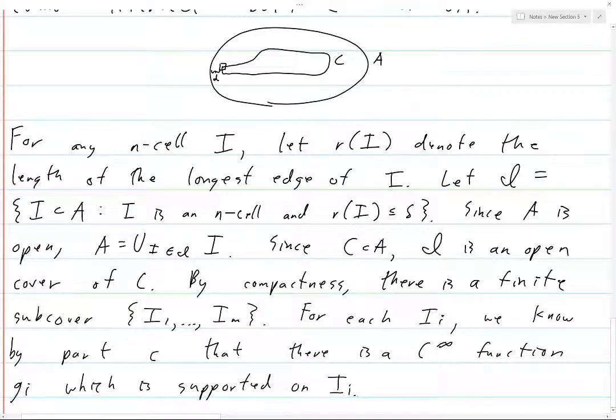So again, when I say it's supported on the I cell, I mean that if you evaluate g_i at any point inside this I cell, then you'll get a strictly positive number. And if you evaluate g_i at any point outside of I_i, then g_i will evaluate to 0.